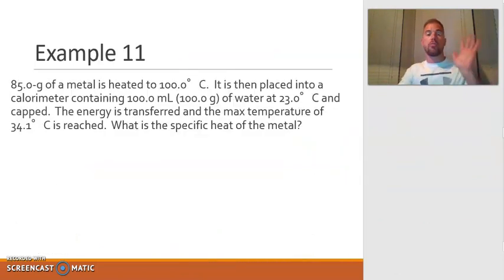All right, this problem right here, example 11, is essentially the exact same thing, just different numbers. So here's what I'm going to do. I'm not going to work this one out, but I am going to let you solve it. Pause the video. When you want to know the answer, just hit play and it will be on the screen.